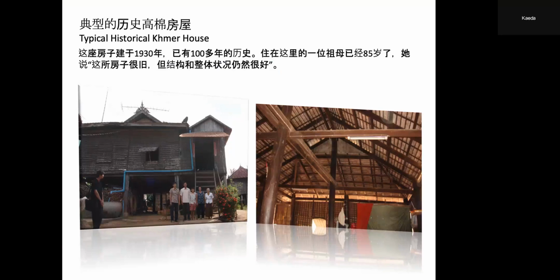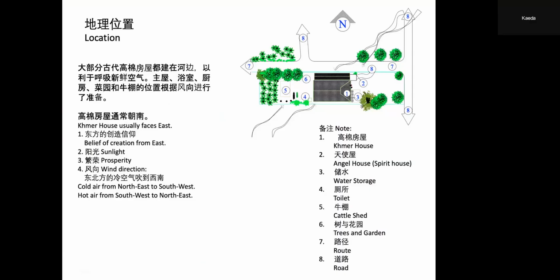Cambodians believe the Khmer house faces east because we believe that the east is the way of creation and it absorbs more sunlight in the morning. It also takes advantage of the direction because we believe that the cold air comes from northeast to southwest. The hot air comes from southwest to northeast.